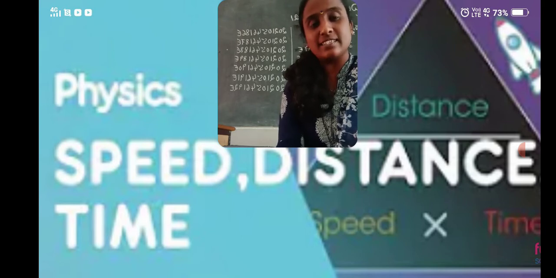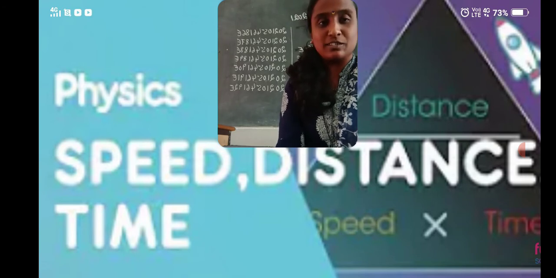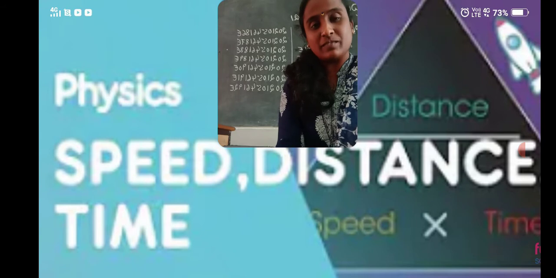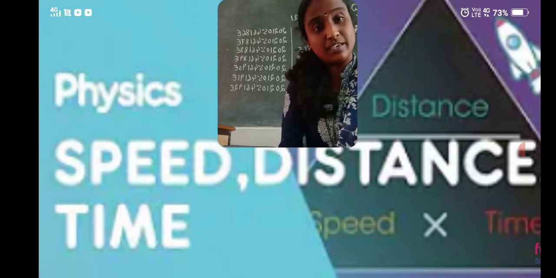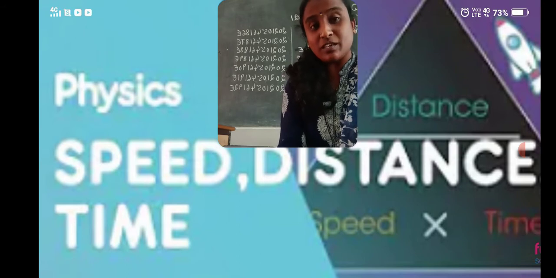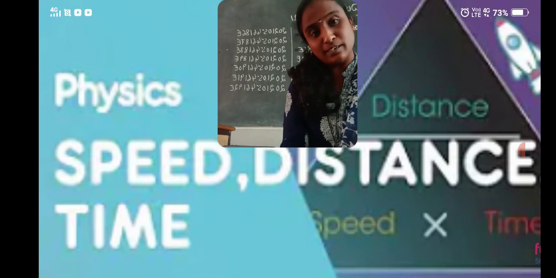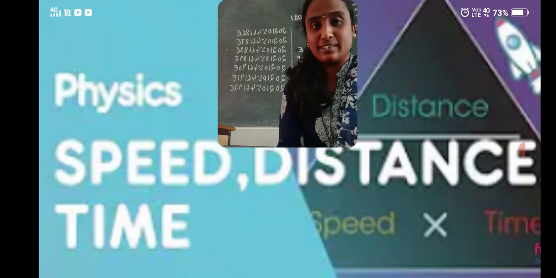In this class we will learn about describing motion. Students, you already know that in describing motion there are many concepts. They are distance, displacement, speed, velocity and acceleration. Okay students, are you ready to recall these concepts? Shall we start today's session? Okay students, let's start today's session.